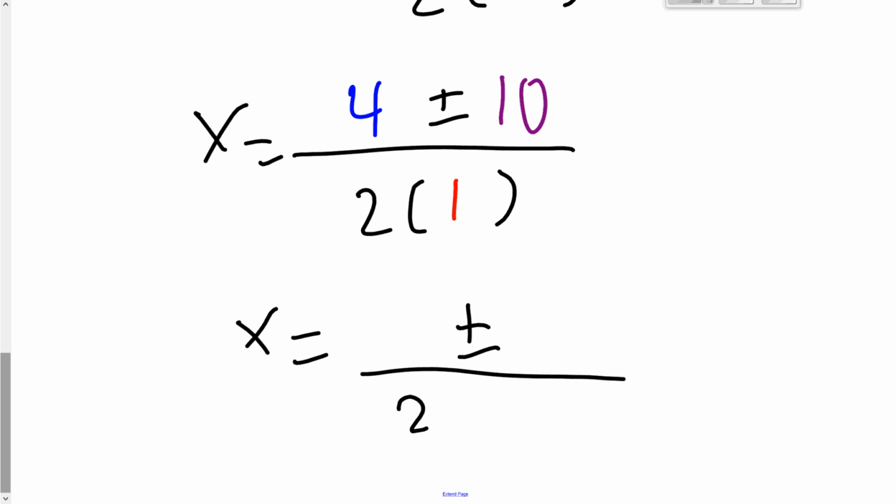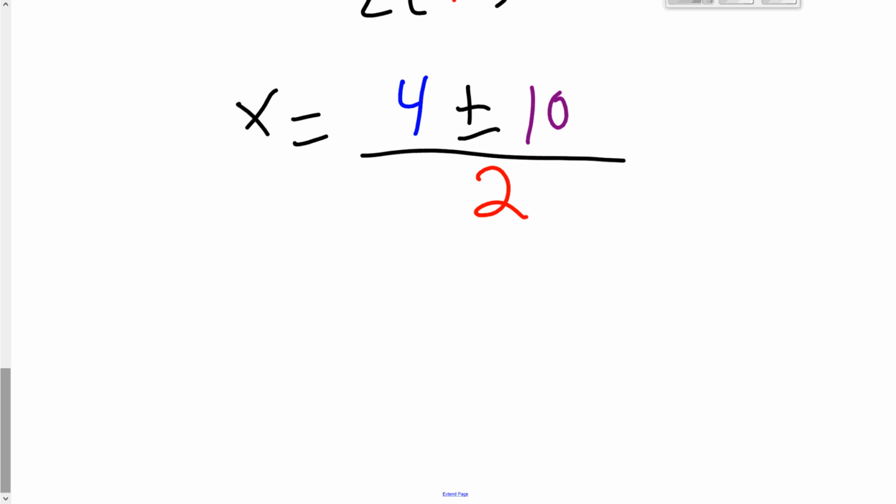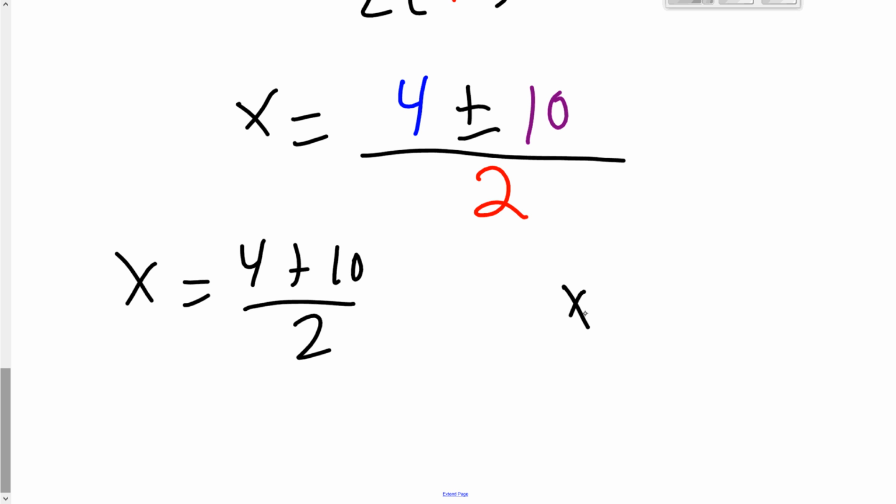Oops, I know that answer now. Oops. Erase. So now we have 4 plus or minus 10, so that means 4 plus 10, and then divide by 2, because 2 times 1 is 2. And then do 4 minus 10 all over 2. So really there's 2 equations. I'm going to stop using 2 different colors because it's kind of taking a while. So 4 plus 10 all over 2, and then 4 minus 10 all over 2.